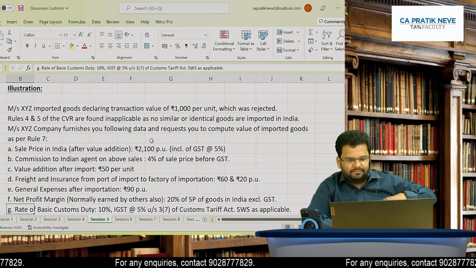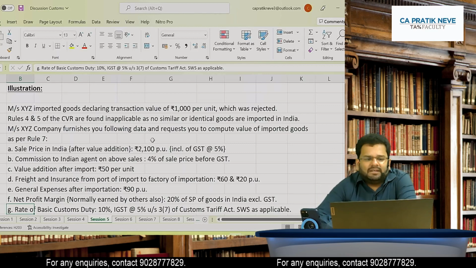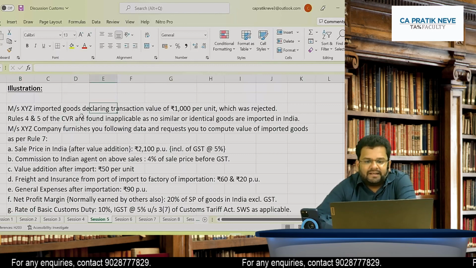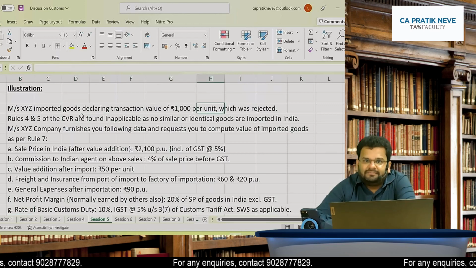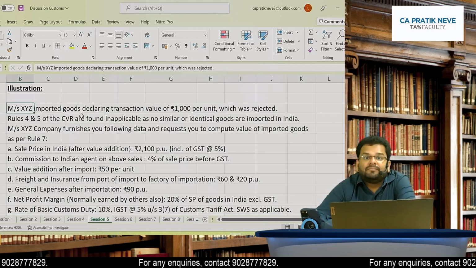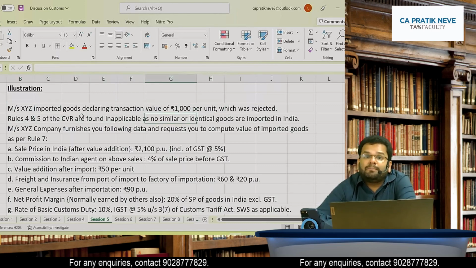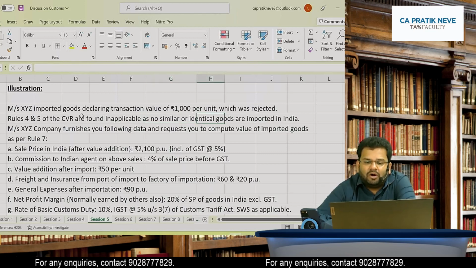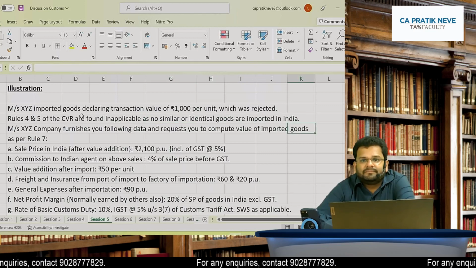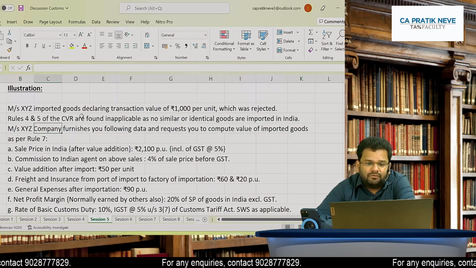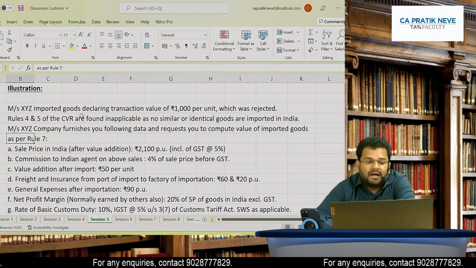Read the question. What has happened? XYZ imported goods declaring a transaction value of 1000 per unit. The important point is it was rejected. Rule 4 and 5 of the customs valuation rules are found inapplicable as no similar or identical goods are imported in India. Agreed? XYZ company furnishes you the following data and requests you to compute the value of imported goods as per rule 7.